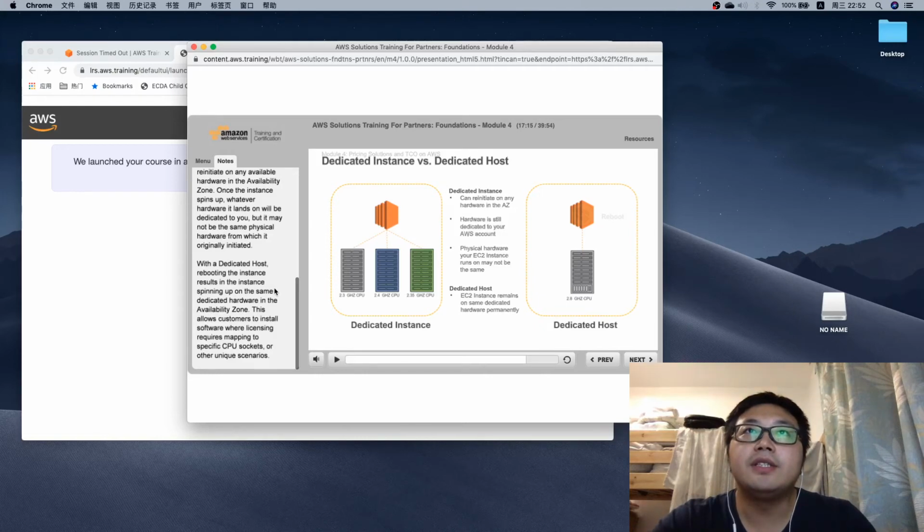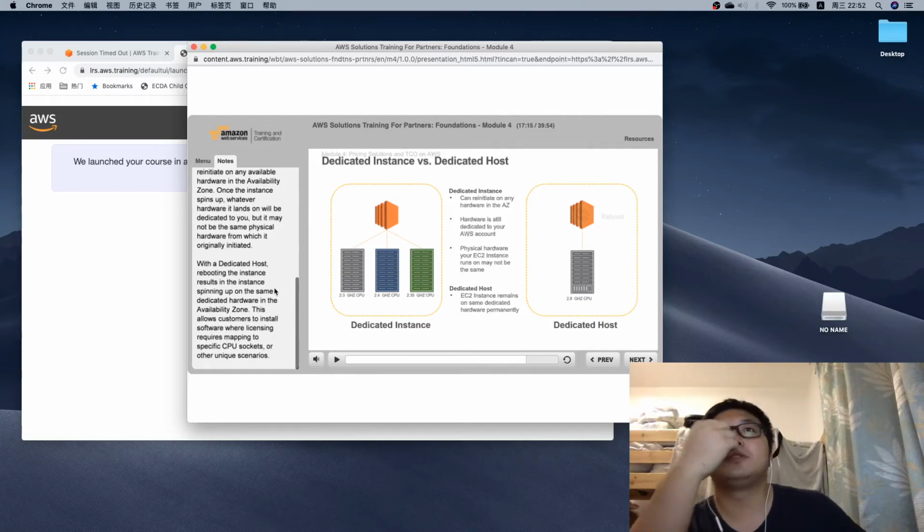Dedicated instance can reinitiate on any hardware in the Amazon region. Hardware is still dedicated to your AWS account.